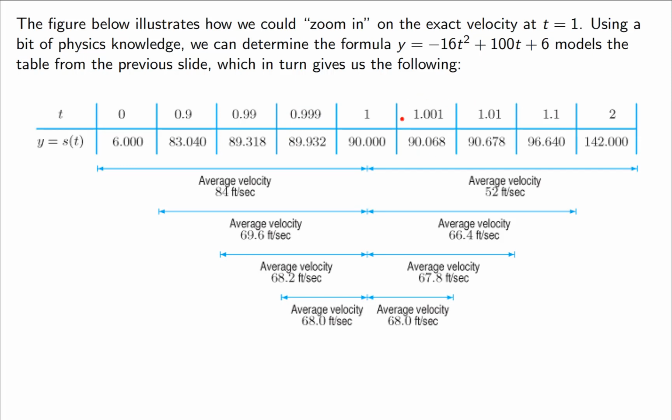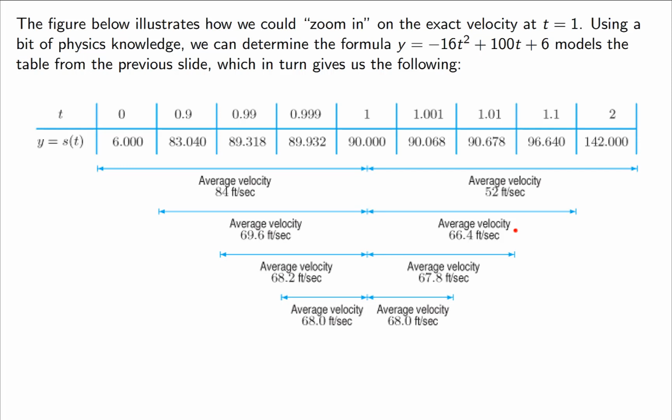If we get closer and closer and calculate the average velocities on that time period, that should give us a better idea. Notice on 0 to 1, we still have the 84 that we found. On 1 to 2, we still have the 52 that we found. But then from 0.9 to 1, we've got a much closer value to the guess that we had. On the other side, it's a little bit short of that value. And by the way, if you average these two together, you're going to get 68 again.